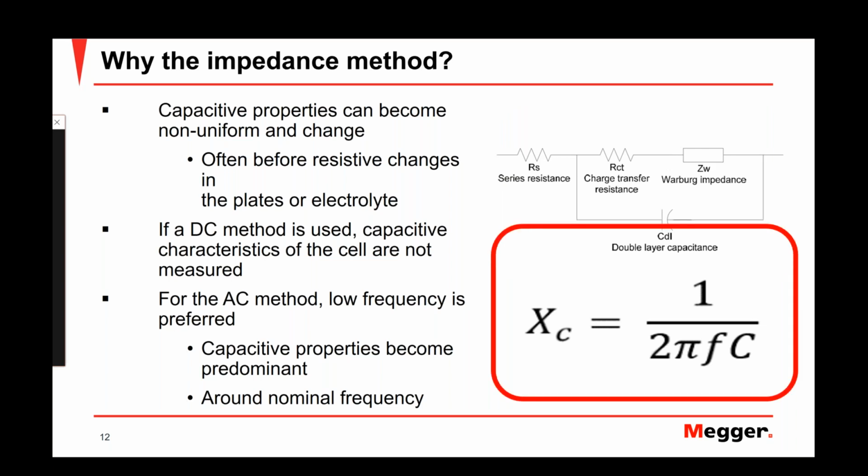Now, when we do use the AC method, frequency comes into play. So what frequency should we use whenever we do that test? Well, a low frequency signal is preferred as the capacitive properties will become more predominant at low frequencies. And we can see here by our formula for capacitive reactance that the capacitive reactance is inversely proportional to the frequency. So the lower the frequency, the higher effect of the capacitance. This is why we prefer to use a low frequency impedance method for ohmic testing.